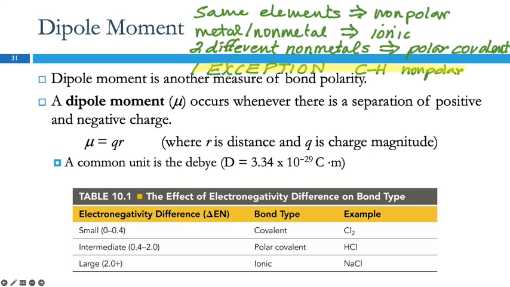If it's two of the same element, it's not polar, because obviously they have the same electronegativity, so the difference is zero. If it's a metal and a nonmetal, we learned earlier, that's an ionic bond. And then what's left in the middle is what if you have two different nonmetals other than carbon and hydrogen? Most of the time, it will be a polar covalent bond.